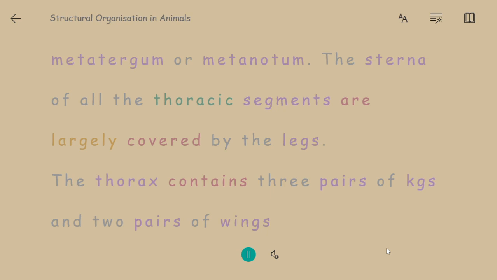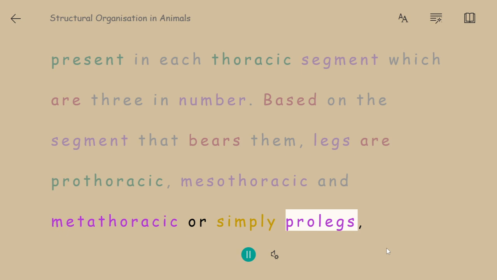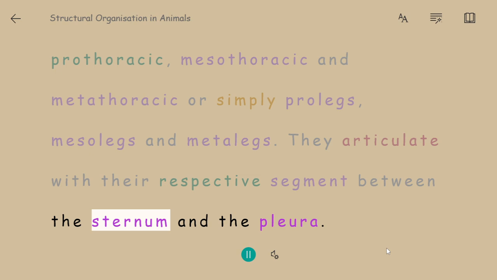A. Legs are jointed and a pair is present in each thoracic segment, which are three in number. Based on the segment that bears them, legs are prothoracic, mesothoracic, and metathoracic, or simply prolegs, mesolegs, and metalegs. They articulate with their respective segment between the sternum and the pleura.